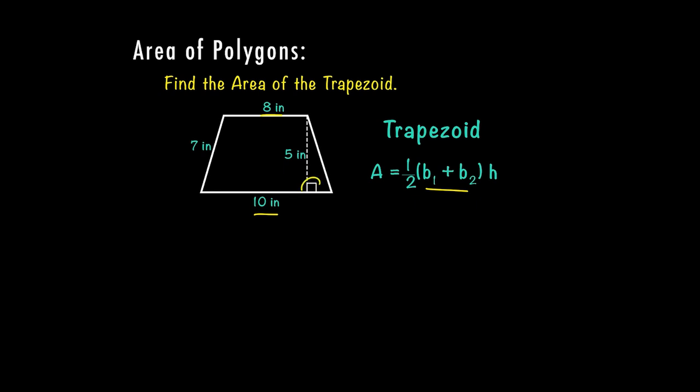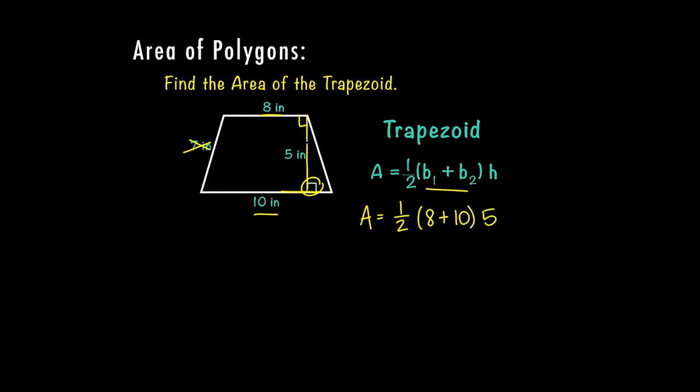So I'm looking again for this right angle and the two lines that create the right angle. So in this case, it's 10, 8, and 5. Notice how the 5 runs perpendicular into both of them. This is also a right angle. It means the number I don't need is 7. So now I can plug this in. Area equals 1/2, base 1, 8, plus base 2, 10, times my height, which is 5.